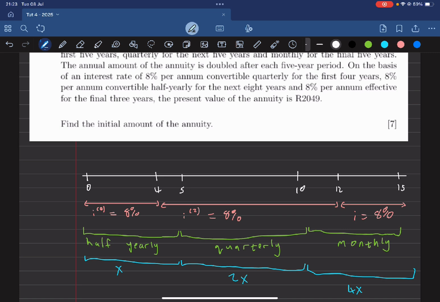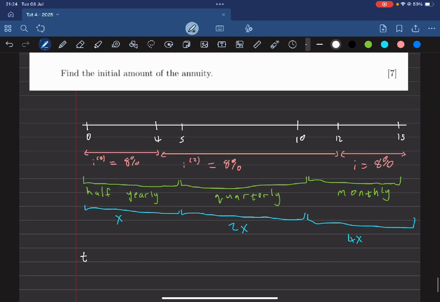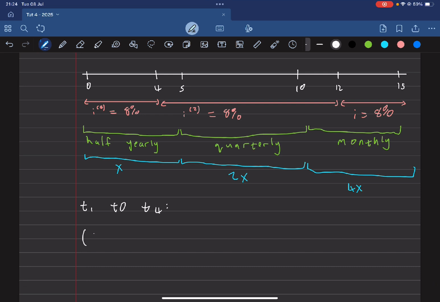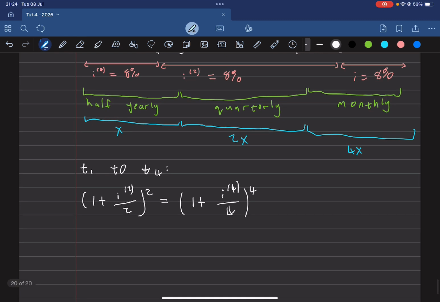But the thing is, the interest rates don't match up perfectly, so I'm going to have to do a few different cases. Okay, so let's do time 1 to time 4. From time 1 to time 4, we want the interest rate to be half yearly. So basically, we want 1 plus, we're going to solve for i2 over 2, equals 1 plus i4 over 4, to the power of 4. Okay, so now let's sub in what we know, and then we can also solve for it. So we're trying to solve for i2 over 2.